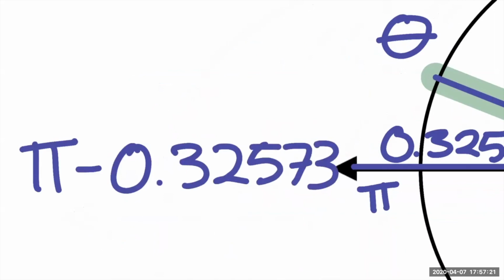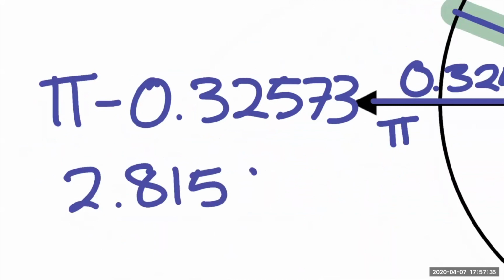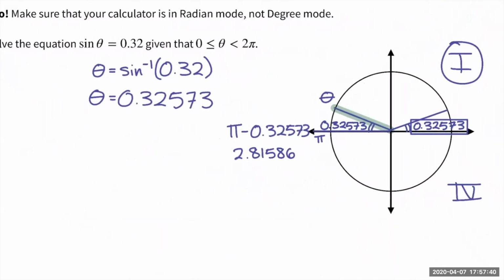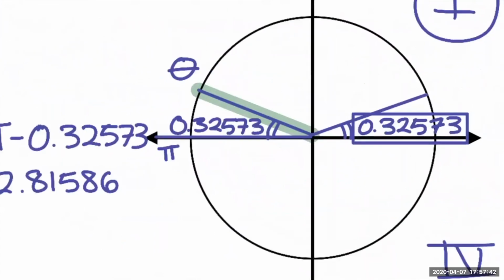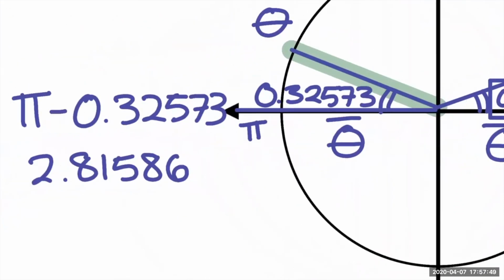All right, so I'll go ahead and enter that into the calculator. So pi minus 0.32573 works out to about 2.81586. Right, so the big takeaway here, make sure that you're keeping track of where your reference angles are, and that will help you unlock the answers that you need.